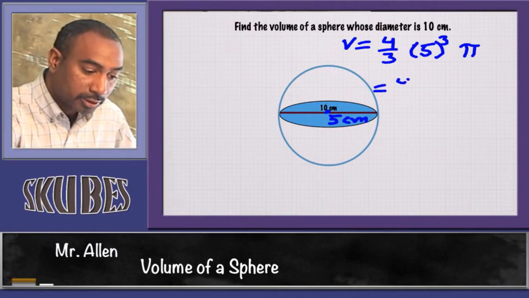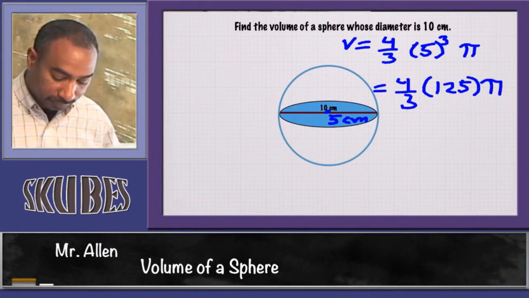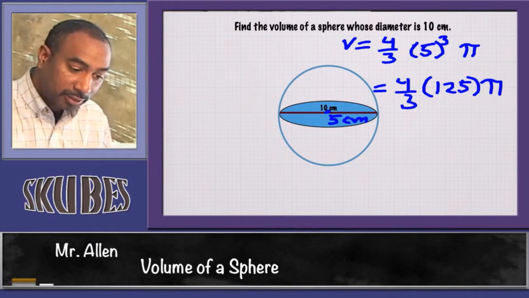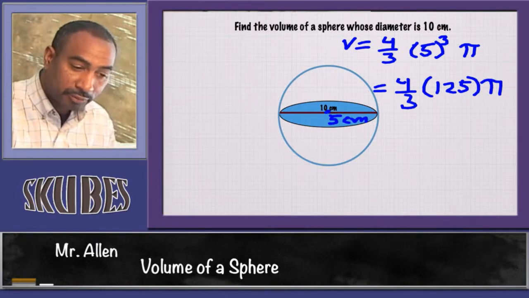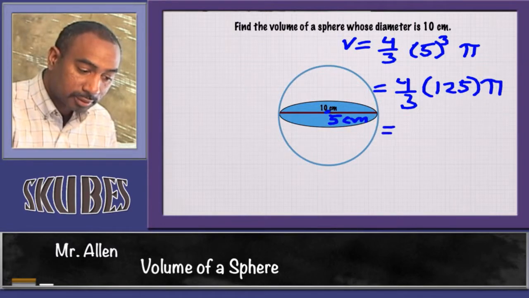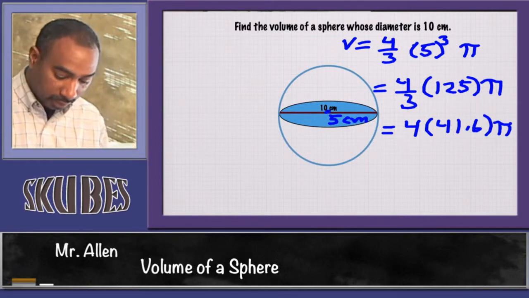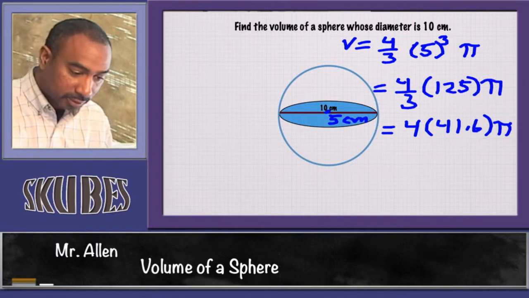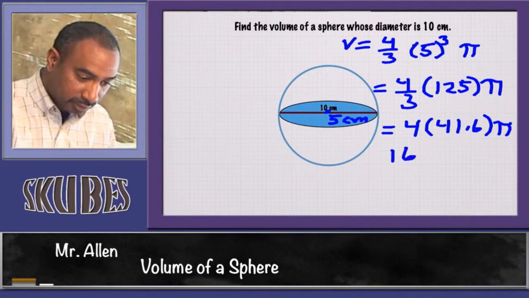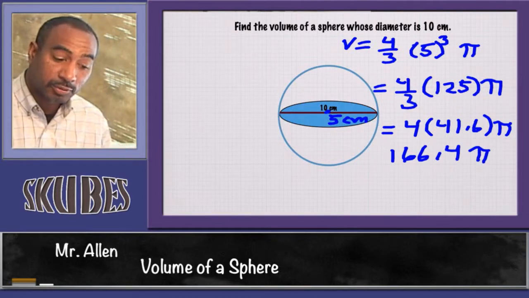So this is 4/3 times 125 times pi. If you divide 3 into 125, you're going to get roughly 41.6. So you get 4 times 41.6 times pi, which is 166.4 pi. But you may be asked for an approximation of the answer.